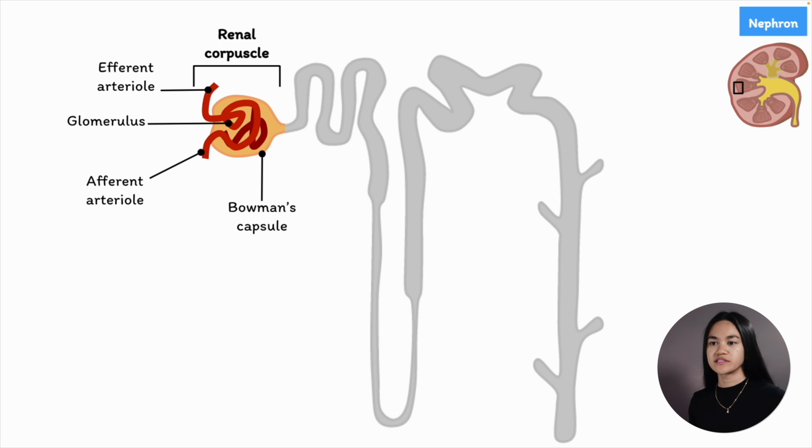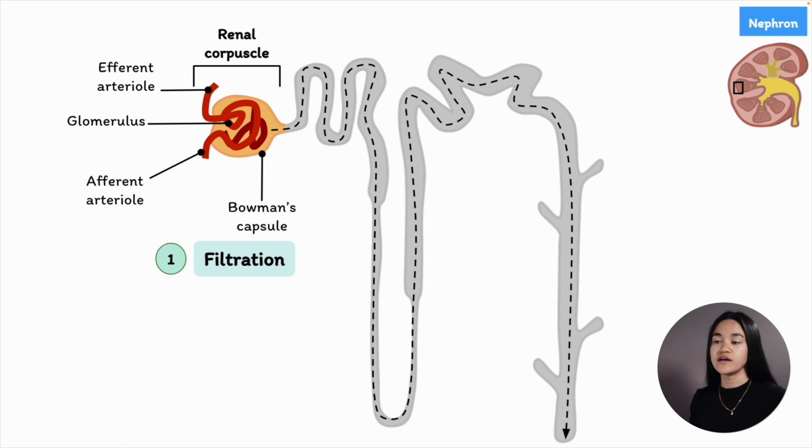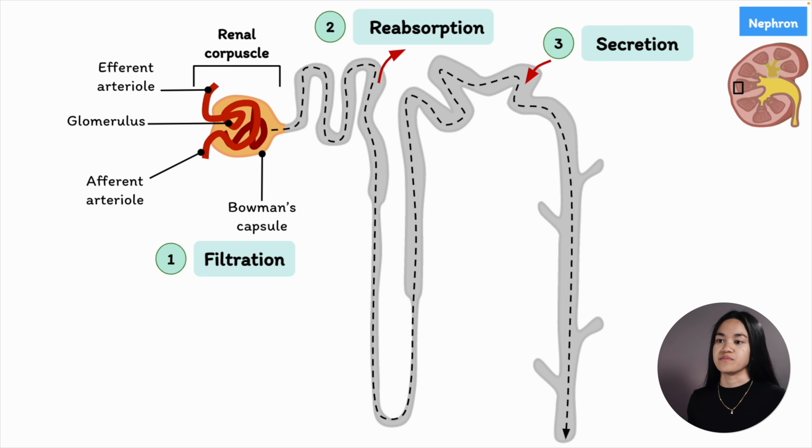The glomerulus is the filtering structure. Plasma gets filtered through the glomerulus and forms the glomerular filtrate, or simply just filtrate. This filtrate then leaves the corpuscle and passes through the rest of the nephron. It enters the tubules where the processes of reabsorption and secretion happen. And finally, excretion. It's converted into urine.